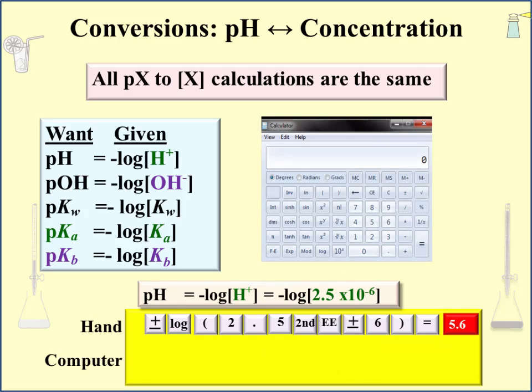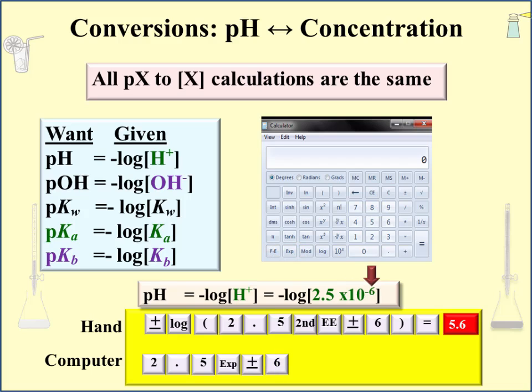Here's a very common calculator, and a good one to practice on. To get that same pH of 5.6 from this calculator, begin with the concentration value and punch in the coefficient, 2.5. Its 10 to the button is labeled exp. To input the exponent, negative 6, strike the plus minus button and the number 6.